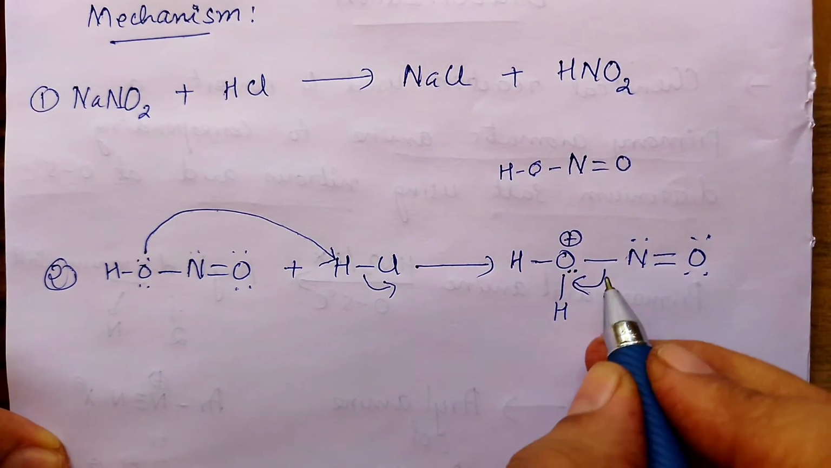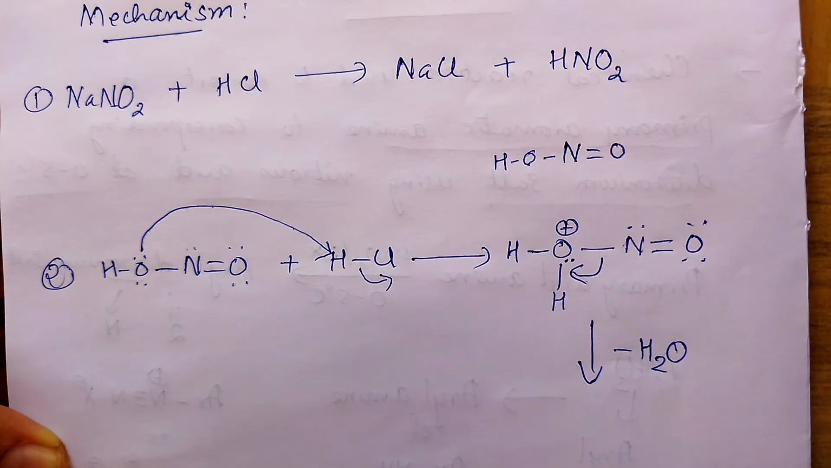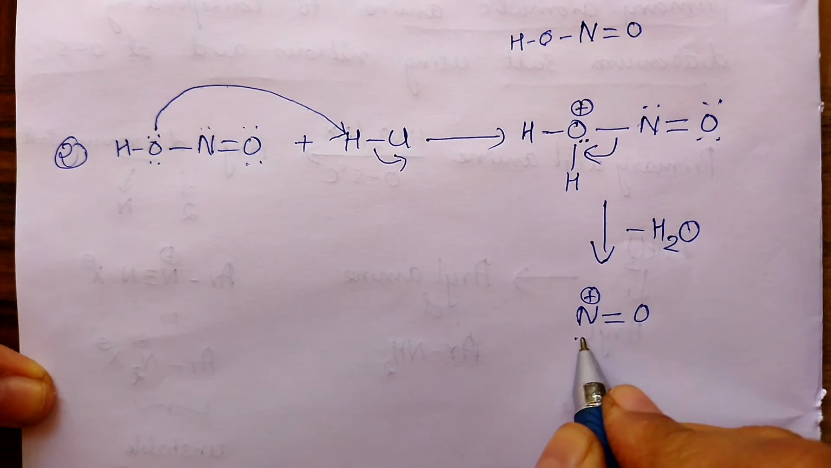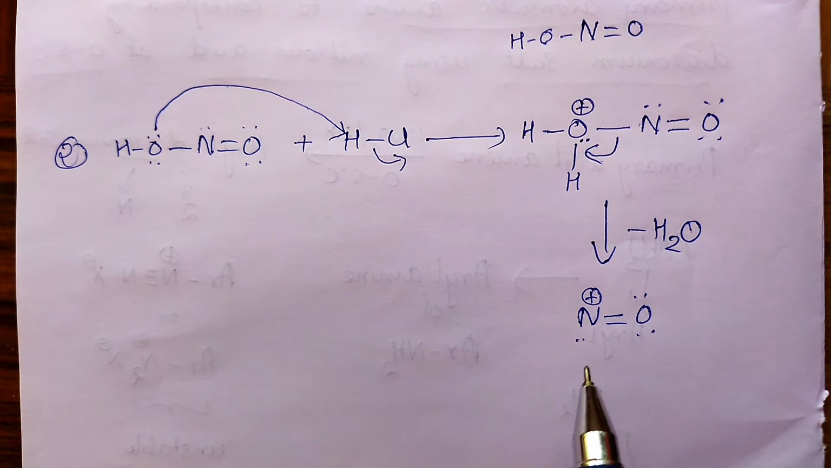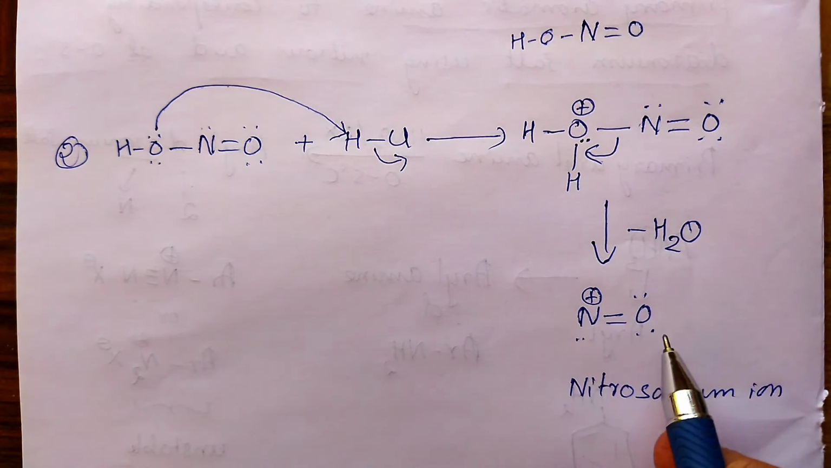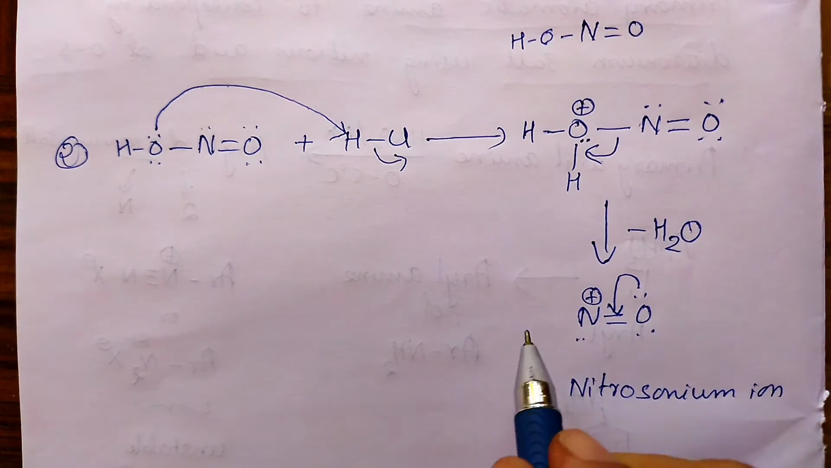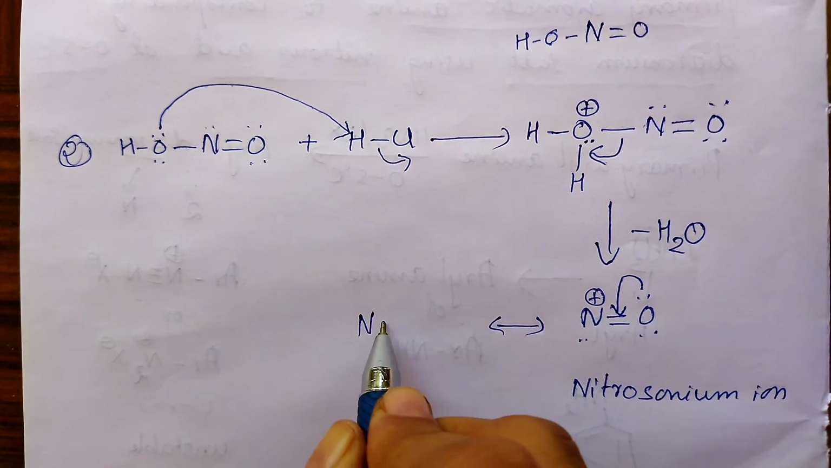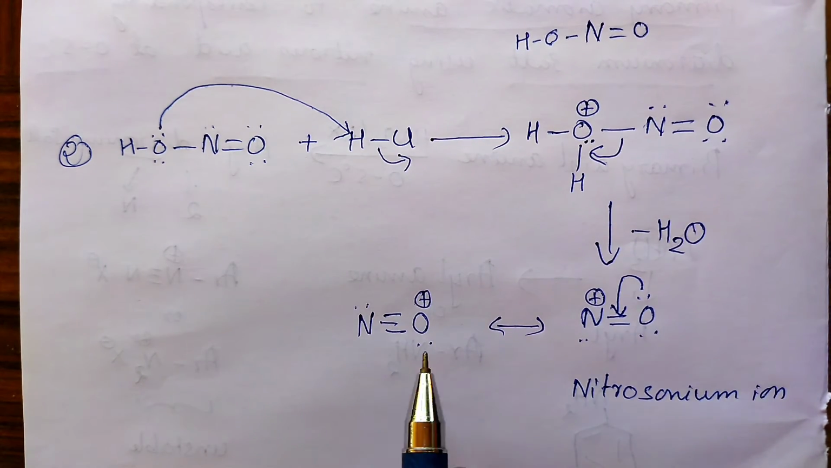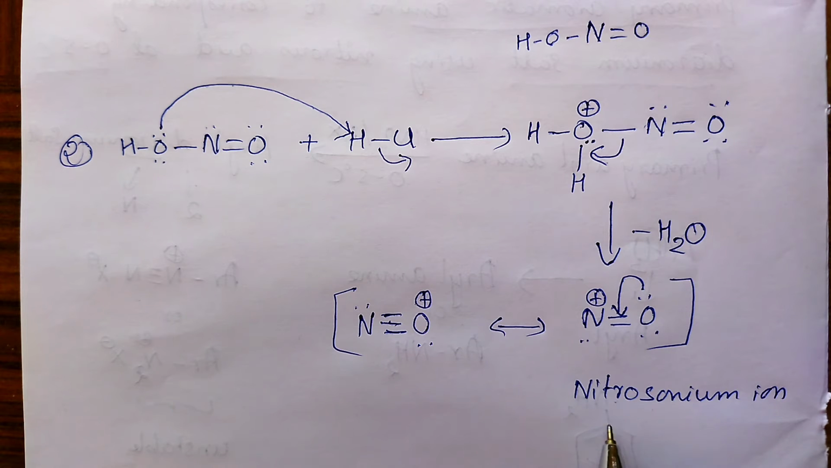The nitrogen-oxygen bond breaks in this manner so that a molecule of water is lost. So what do we get now? N plus double bond O. This ion is called the nitrosonium ion. Now, the positive charge on this ion can move between nitrogen and oxygen. So how can it happen? The lone pair of electrons on oxygen can shift here, producing N triple bond O, positive charge on oxygen. So this is another resonance structure of the nitrosonium ion. These are the two possible resonance structures of the nitrosonium ion.